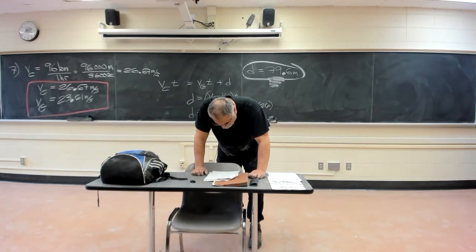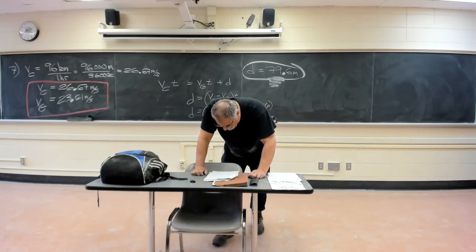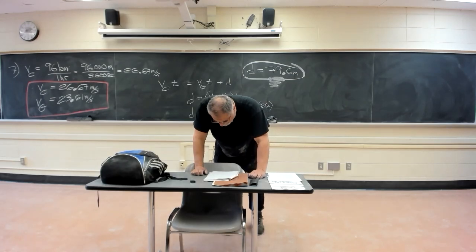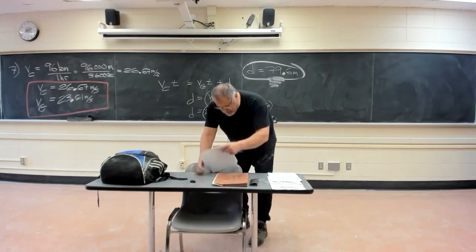Number 8. A European sports car dealer claims that his product will accelerate at a constant rate from rest to a speed of 100 kilometers per hour in 8 seconds. What is the speed after the first 4 seconds of acceleration? Hint, first convert speed to meters per second. They're making a claim here.